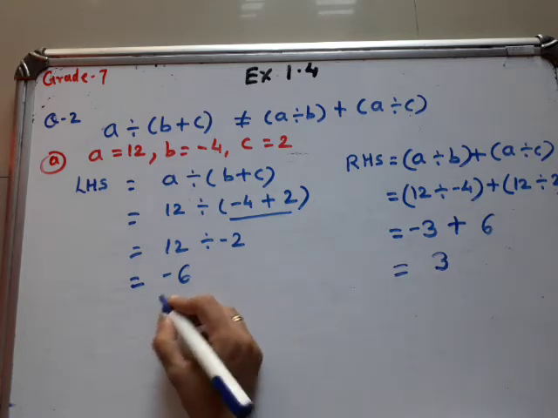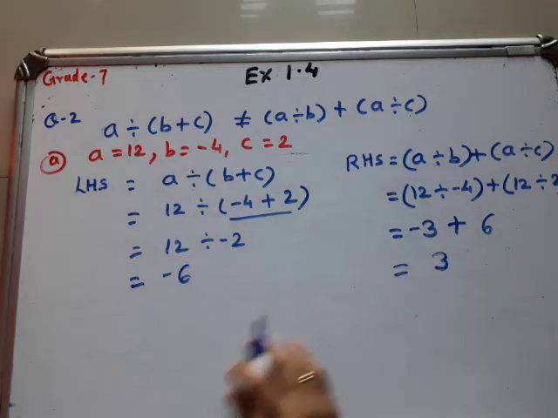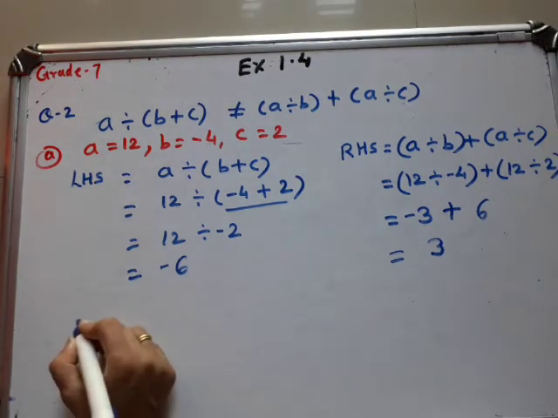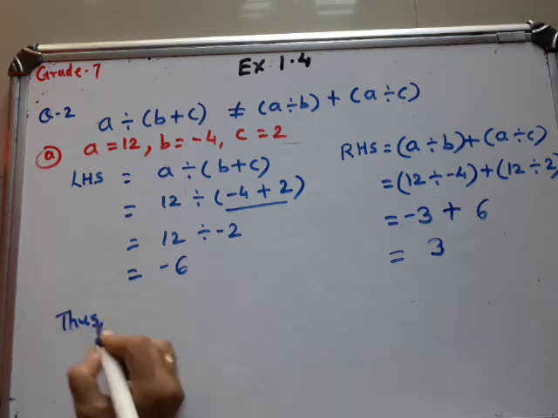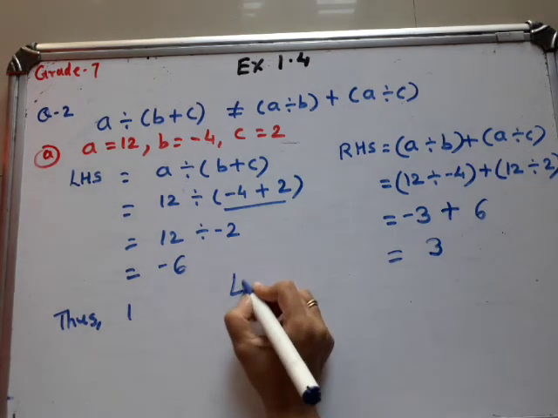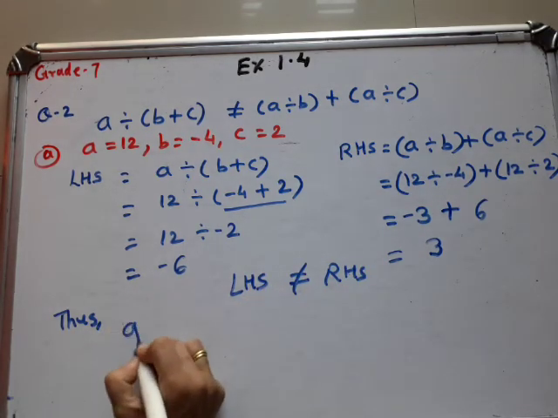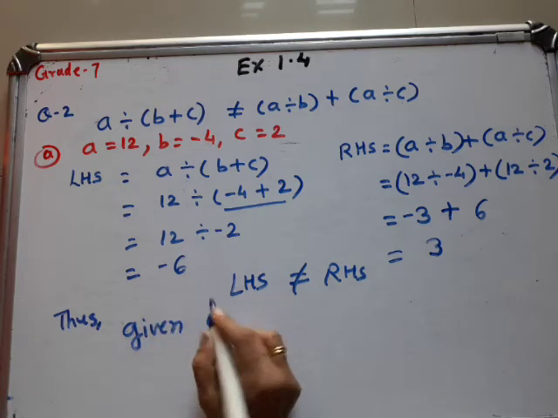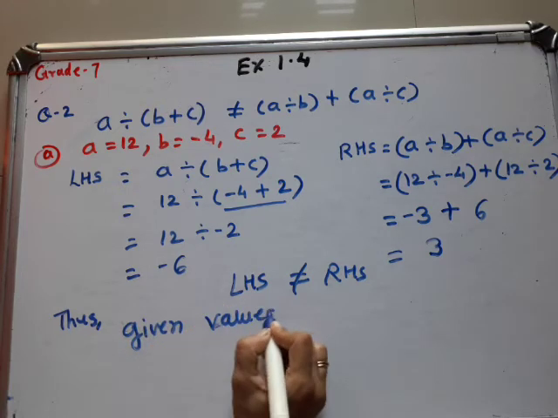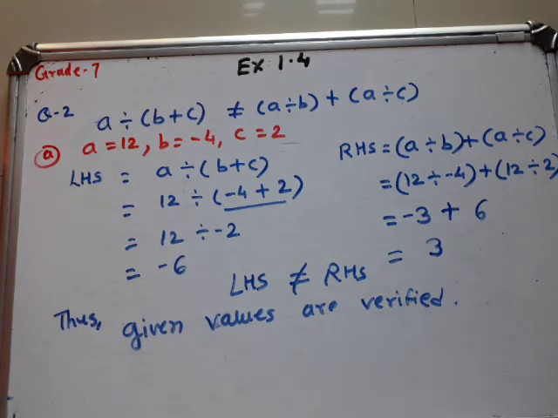So check your answer. Your left hand side is minus 6 and the right hand side is 3. So we verified that. We say that the left hand side is not equal to the right hand side. So the given values are verified. This is your first question's answer. In this way you have to solve question number B.